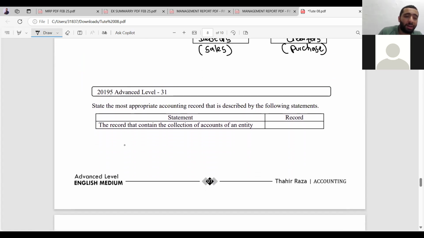2019 advanced level, right? So there's a printing mistake. Cut out this five. Advanced level question: state the most appropriate accounting record that is described by the following statements. The record that contains the collection of accounts of an entity. That is the ledger account. This is very simple, straightforward. So I'm not wasting much time, moving straight on to the next one.